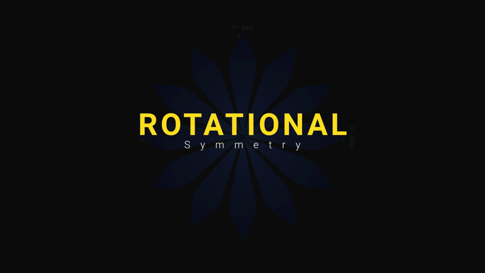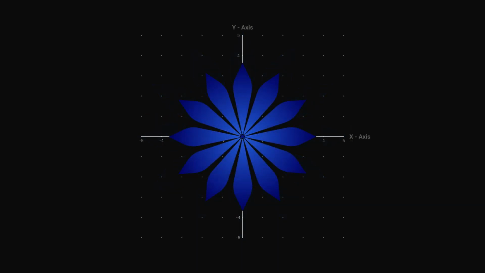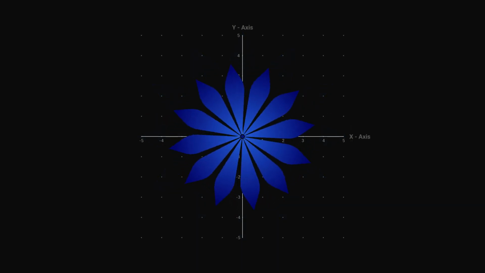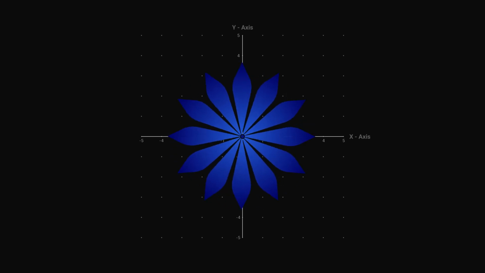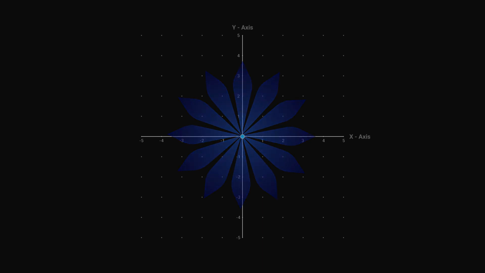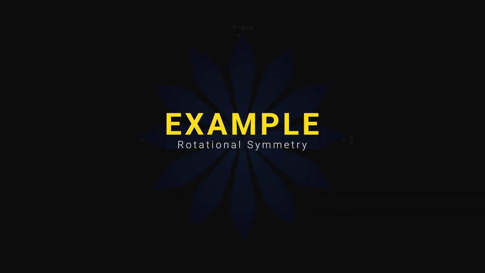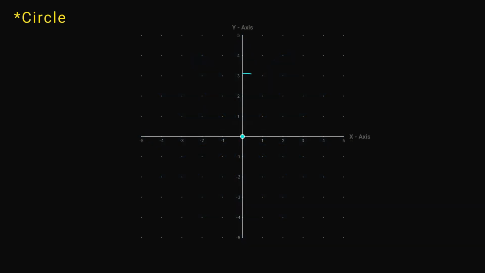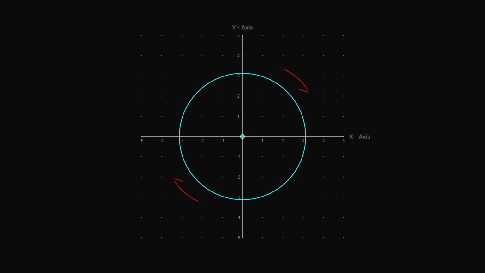Next, we have rotational symmetry, which is all about spinning and turning objects. Imagine a shape that remains unchanged even after rotating it by a certain angle. That's rotational symmetry. Now let's dive into some math examples and equations to understand rotational symmetry better. Consider a square. It's a perfect example of rotational symmetry. We can rotate it by any angle and it still looks the same.